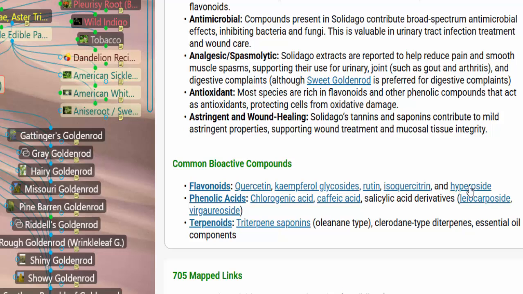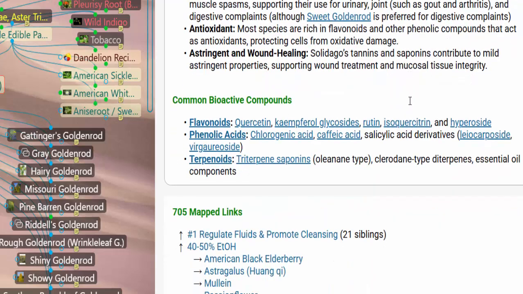They're all analgesic and spasmolytic, so they help reduce pain and smooth muscle spasms, supporting their use for urinary, joint complaints such as gout and arthritis, and digestive complaints. Now, when we talk about digestive complaints, it's really sweet goldenrod, Solidago odora, that's preferred. And they're antioxidants. So many plants are antioxidants. Most species are rich in flavonoids and other phenolic compounds that act as antioxidants, protecting cells from oxidative damage.